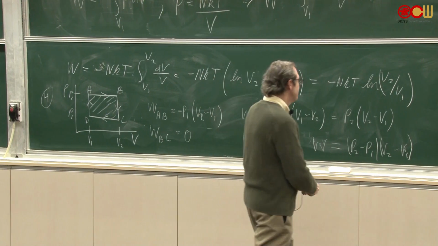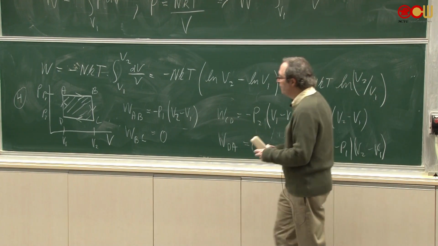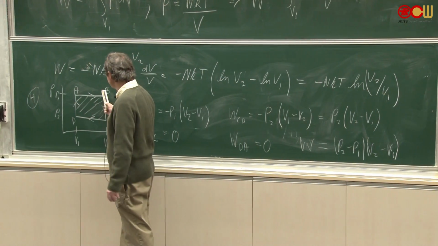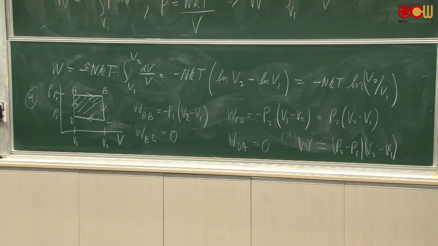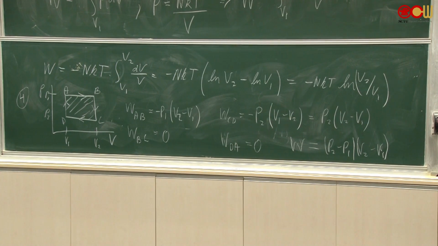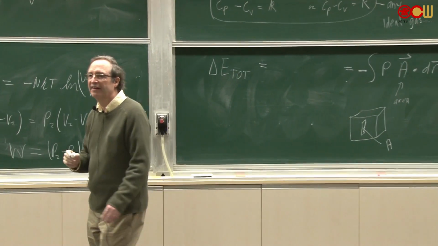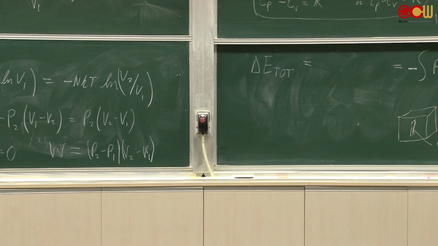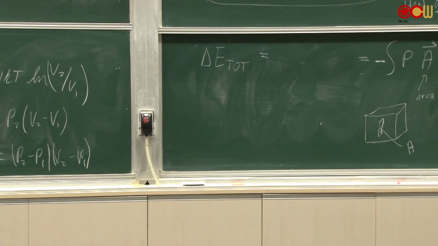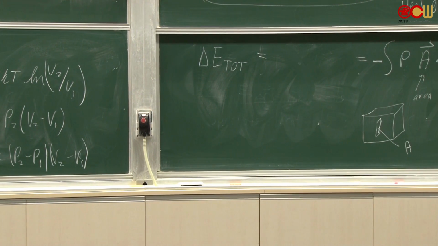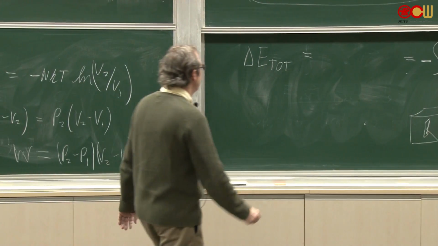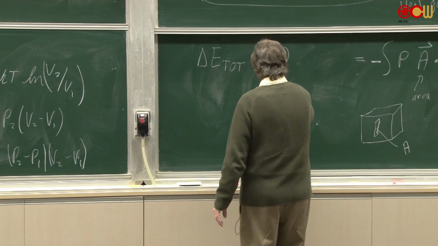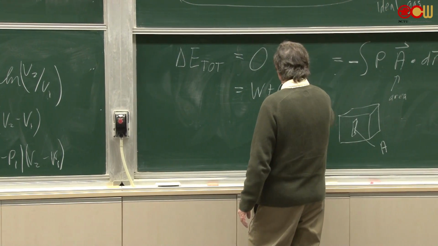All right, so now let's see if you're thinking. We went from A to B to C to D back to A. What is the total change in energy? What's that going to be? Total change in energy. Went all the way back to where it was. What's the change in energy? 0. So the total change in energy is 0, but that equals W plus Q.